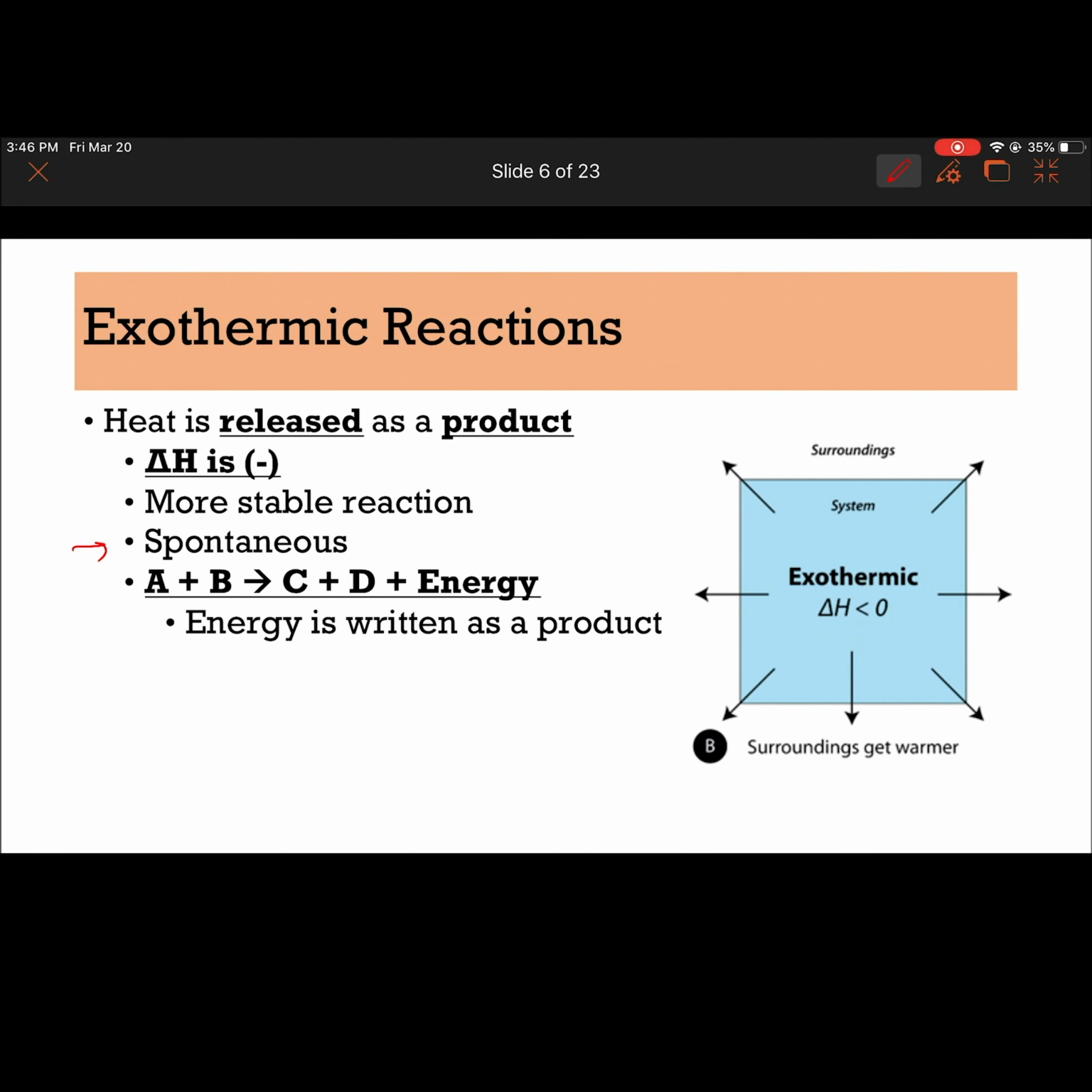So if you think of a piece of bread going bad, or fruit or something, that just happens by itself. It will happen regardless of what you do to it. So a spontaneous reaction will happen without any input of energy at all. So an exothermic reaction, again, we're talking about heat being released. So heat is going to be a product. So in this example, we have our reactants A and B, and then our products C and D. But because it's exothermic, we're also going to have that release of energy.